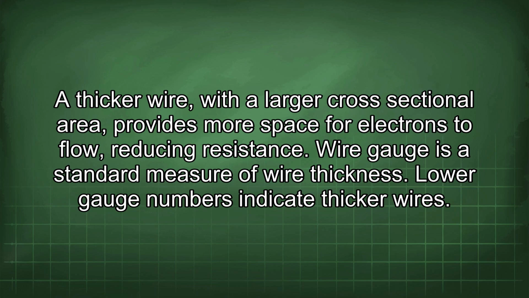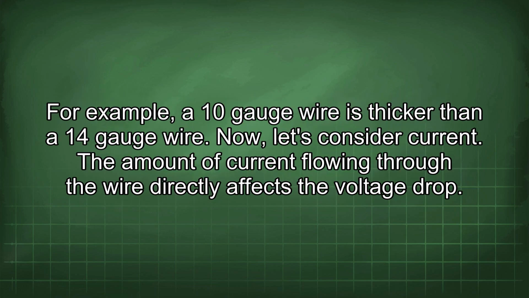Wire gauge is a standard measure of wire thickness. Lower gauge numbers indicate thicker wires. For example, a 10 gauge wire is thicker than a 14 gauge wire.